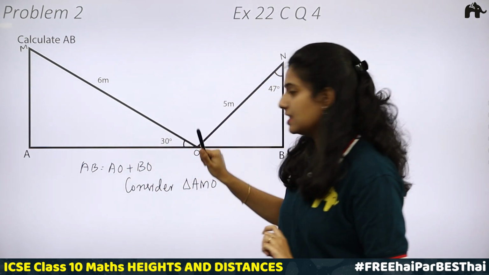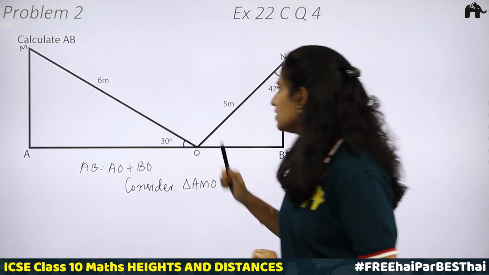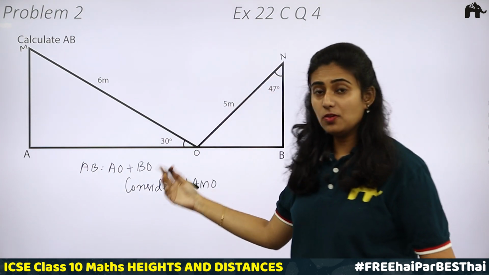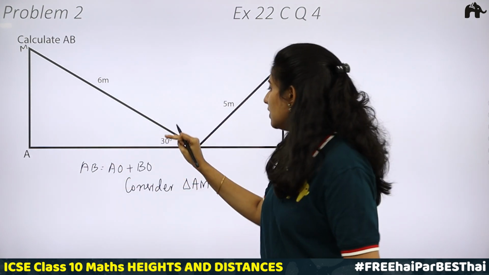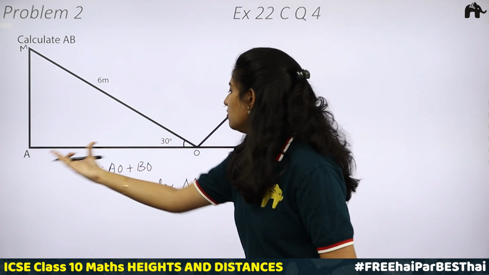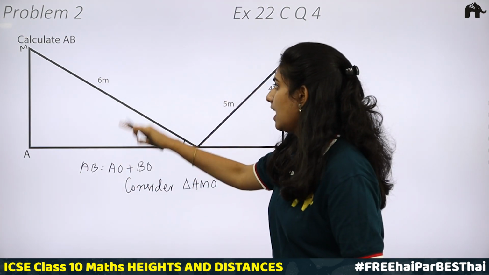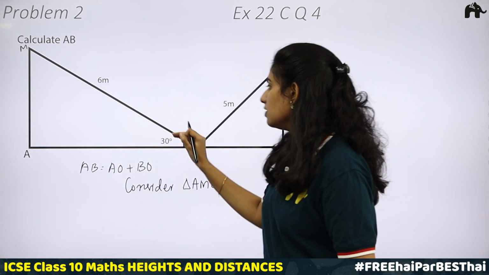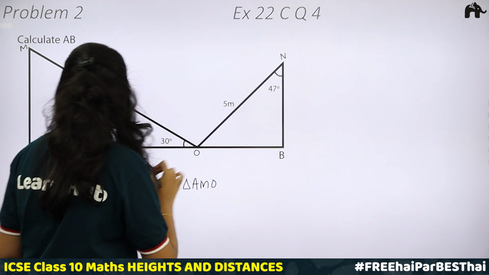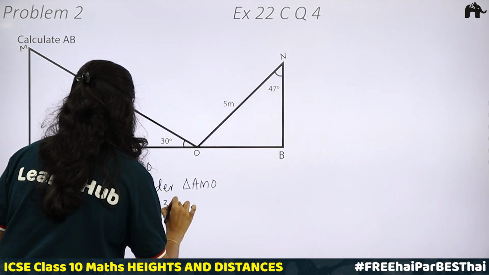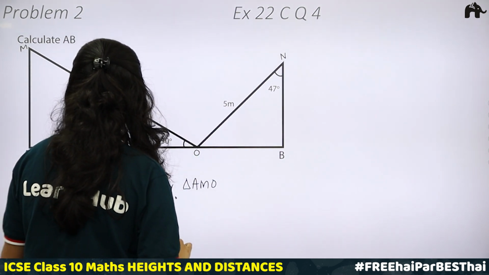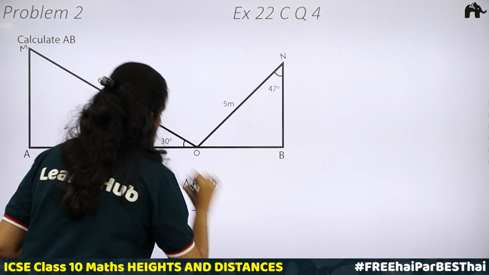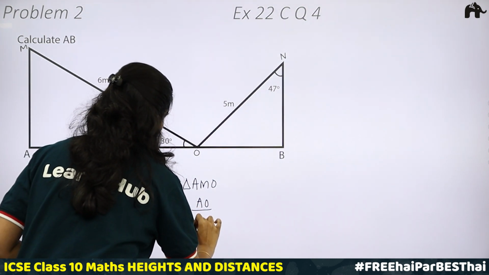With respect to this angle, we have hypotenuse of triangle MO given. We need to find AO. AO is the adjacent side. When you consider this angle 30 degree, AO is the adjacent side. Ratio of adjacent side and hypotenuse, it is cos. So cos 30 degree will be equal to adjacent side AO divided by hypotenuse MO.